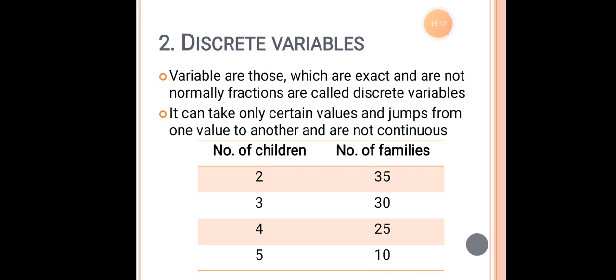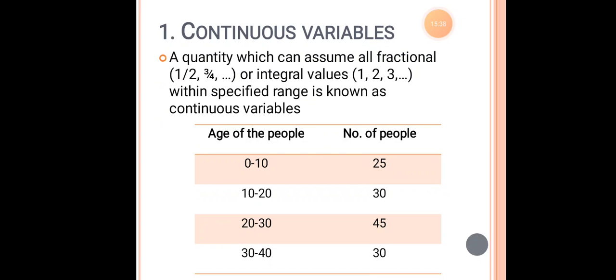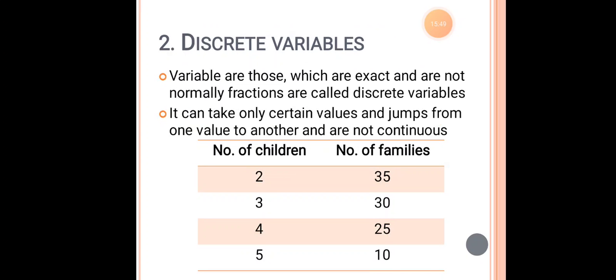The discrete variable can take only certain values and jumps from one value to another and is not continuous. So here I can even write 2, 7, 13, 14. These are not continuous variables, I can jump from one number to another number, so there is no continuity. But with continuous variables there is 0 to 10, 10 to 20, so there is continuity from one number to the next. The discrete variables are the variables which have the exact value and their exact frequency, in the sense the value corresponding to the number of children, which is the frequency. Here the frequency is 35.